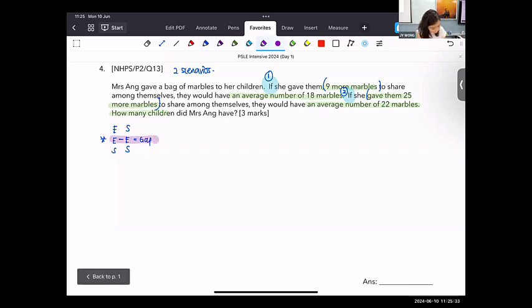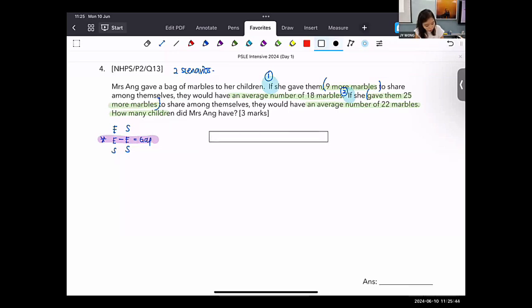This is what we went through just now at the start. So for questions like that, we will draw a model. What I will do is draw this bag of marbles that Mrs. Ang has, the first scenario and the second scenario. I will draw the same.